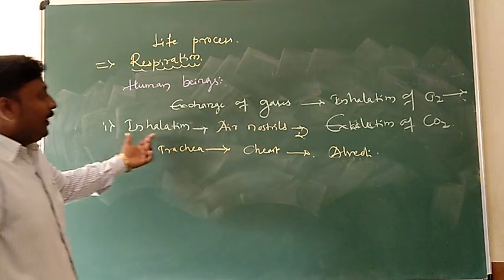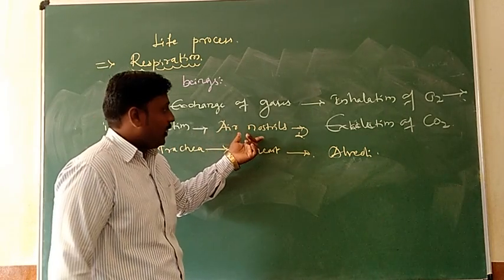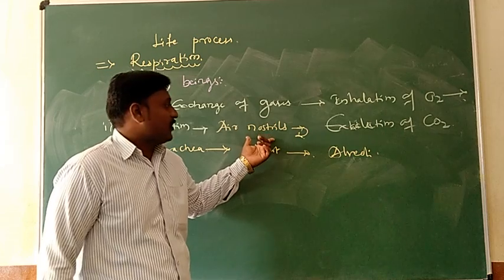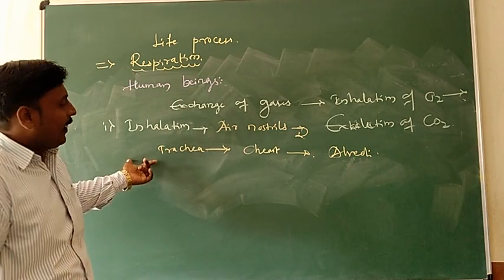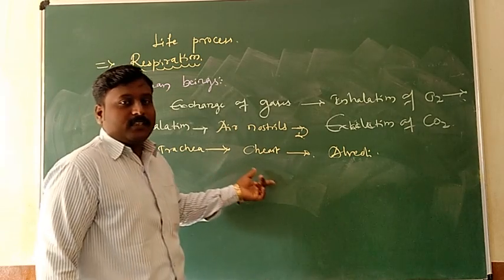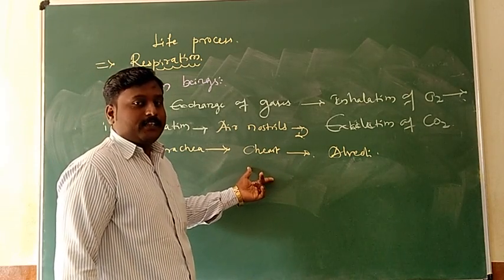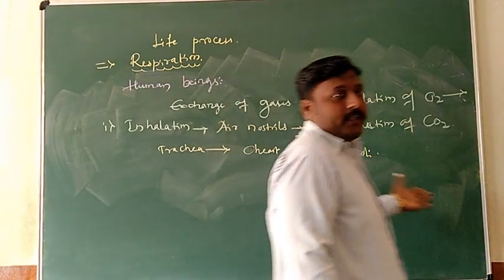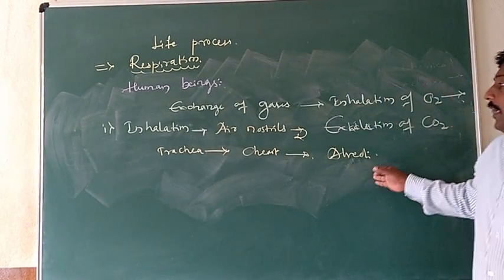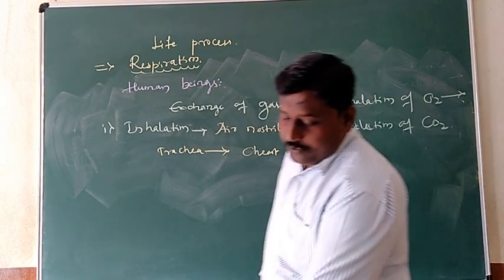It means when air enters through the nostrils, the process of separation takes place. Afterward the air enters the trachea, and from the trachea to the chest region. When air enters the chest region, the chest becomes larger and the diaphragm flattens. Then the air enters the alveoli. Yes, my dear students.